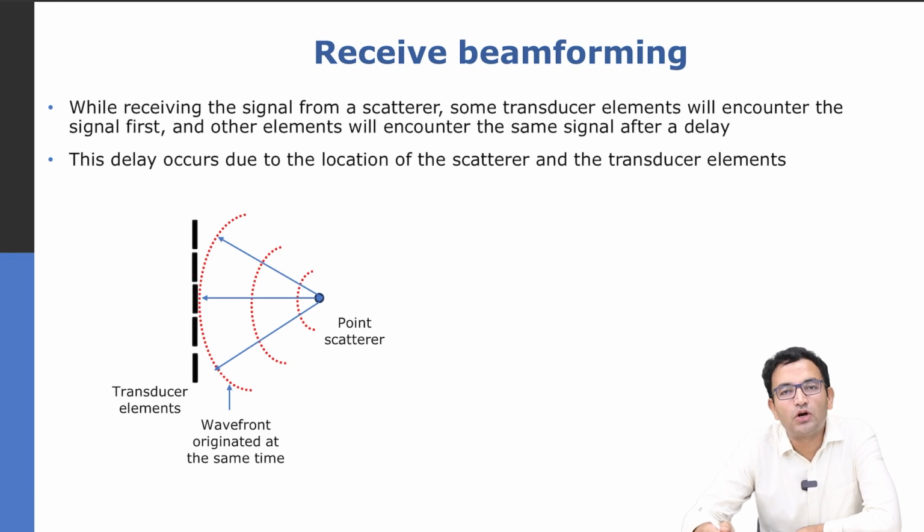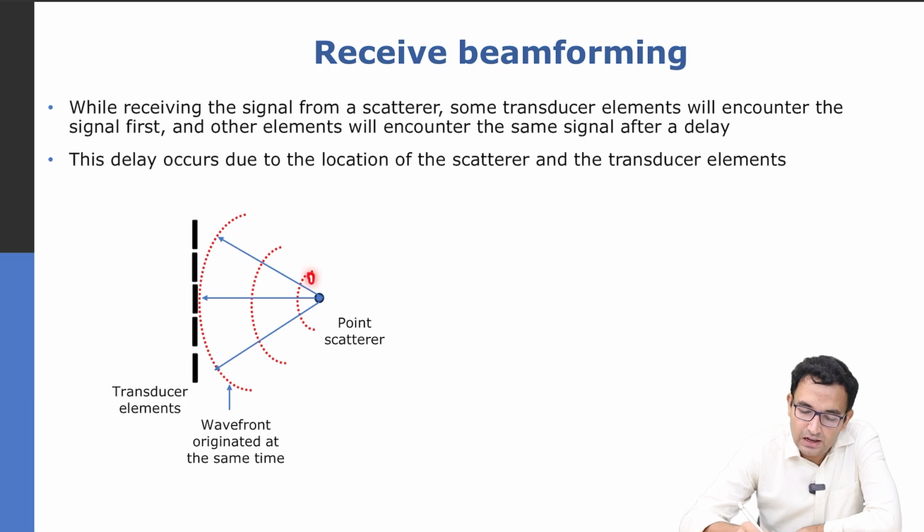Now, beamforming is not only in transmit, but in the receive mode also. When the signals are coming back from the scatterer also, you can employ beamforming to improve your imaging performance. So when we take the signal from a point scatterer, let's assume that this is scattering like a Rayleigh scatterer, then the signal will travel spherically, almost spherically, and reach all the elements at different time points.